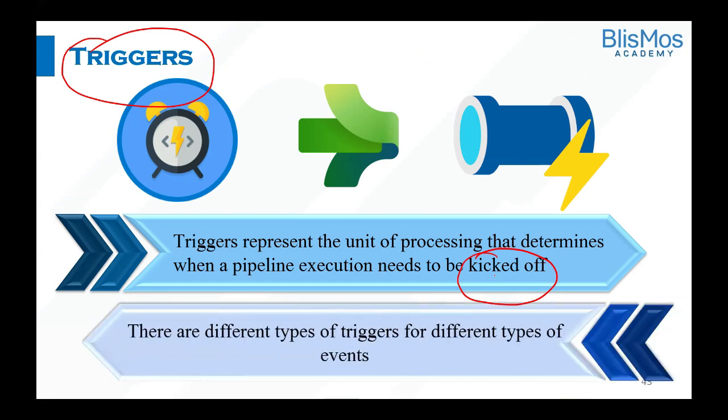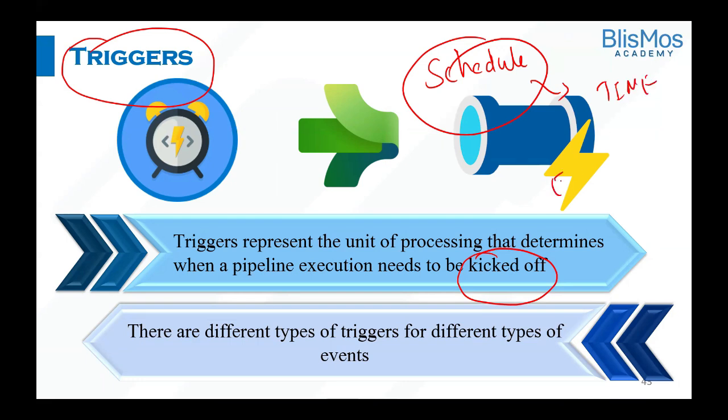It is also kicked off. And there are different types of triggers. There is something called a schedule trigger, based on the schedule, like based on the time. And there is something called an event based trigger. Let us say a file comes and falls in a folder, then that activity should be triggered. Like that, there are different types of triggers. So after building the pipeline, you have to trigger the pipeline to make it executed.